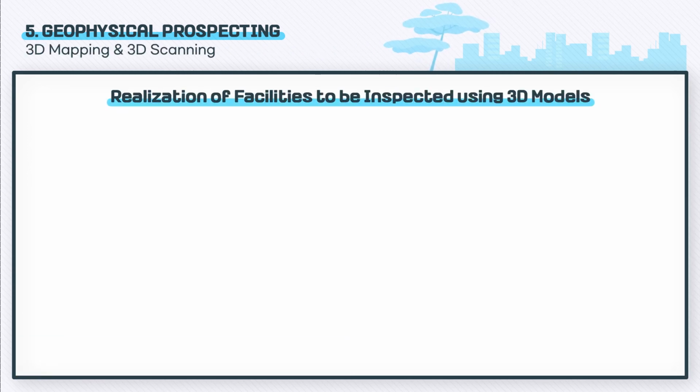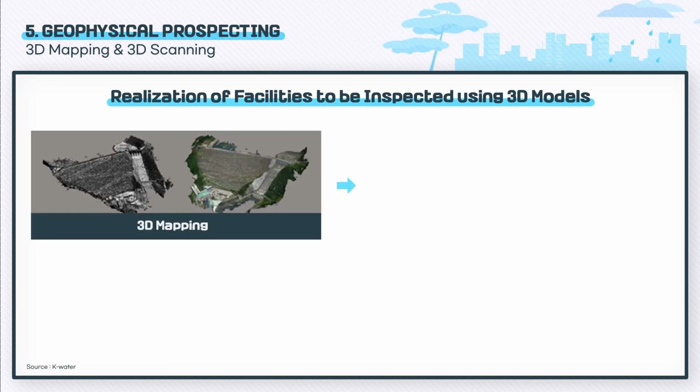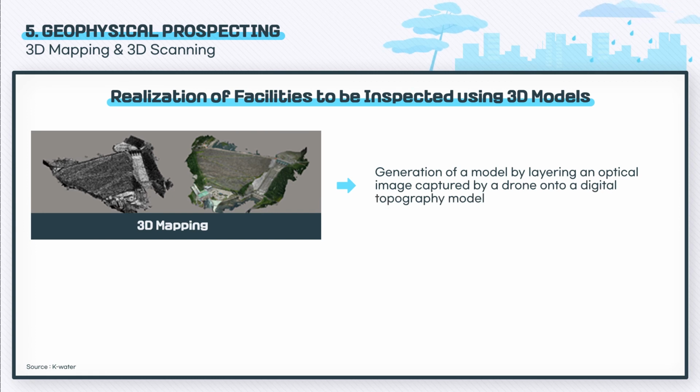Because a dam has a significant scale, inspections by an inspector have restrictions in terms of time and safety, and in terms of access to certain regions, which causes difficulty in visual inspections. The 3D modeling method can resolve these problems by allowing for remote inspections of the facility. The 3D mapping method includes a method of constructing a 3D model of the facility by combining an image captured by a drone and a digital topography model.